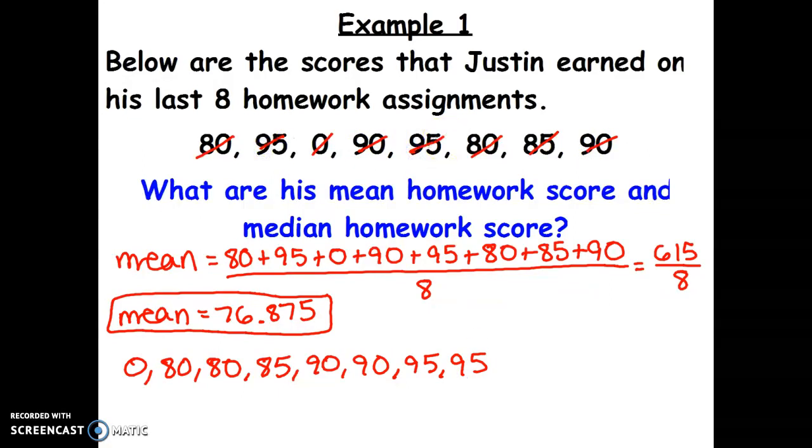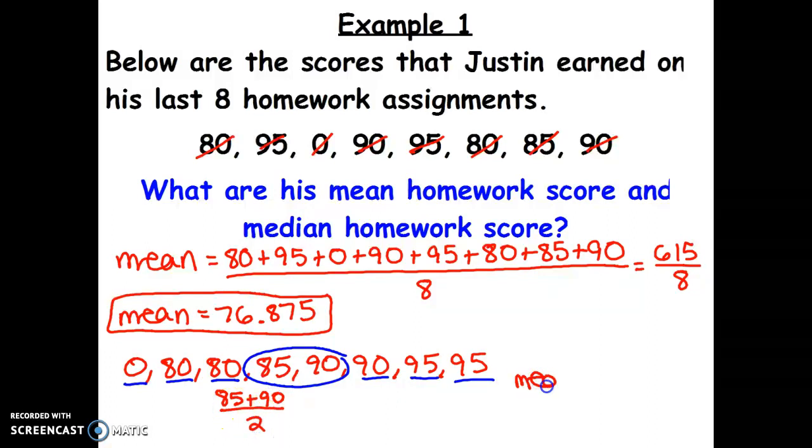Okay, now in order to find the median, I work my way towards the middle from the outsides. So here's 1, 1, 2, 2, 3, 3. Now, in the middle, we see that we have two numbers. There's not just one number in the middle, we have two numbers. So when you have two numbers in the middle, you have to find the average of those two numbers, and that will be your median. So we'll do 85 plus 90 divided by 2, and that will give us our median.